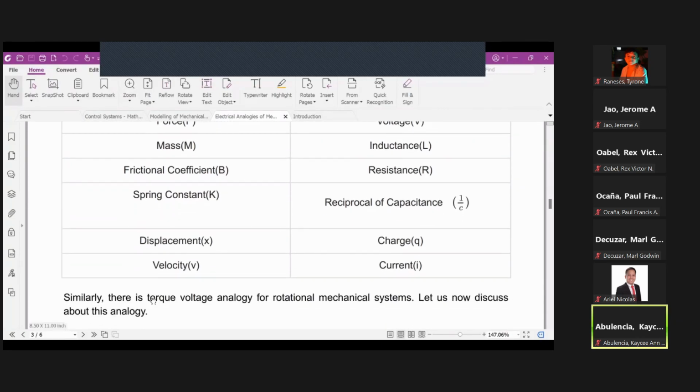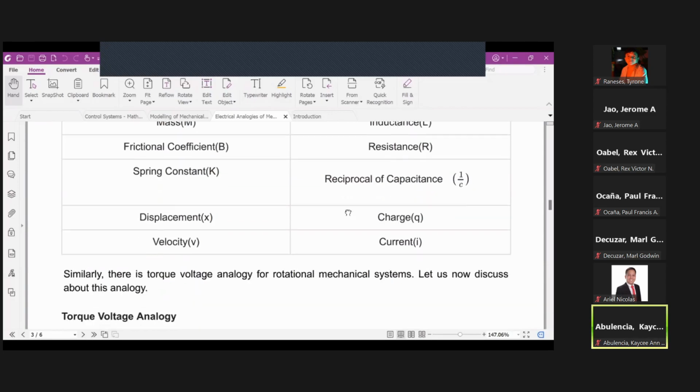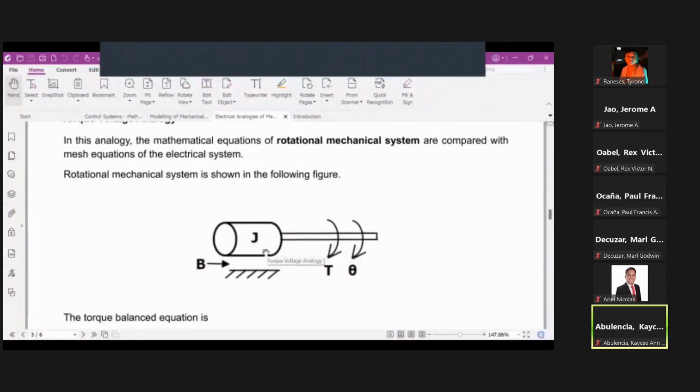Similarly, there are torque-voltage analogies for rotational systems. Let us now discuss this analogy. What you saw in translational, this is its equivalent. We can also compare it to translational. Suppose this is the rotational mechanical system. You have this damper B, you have the moment of inertia J, and you have the applied torque T, and you have this displacement equivalent to theta.